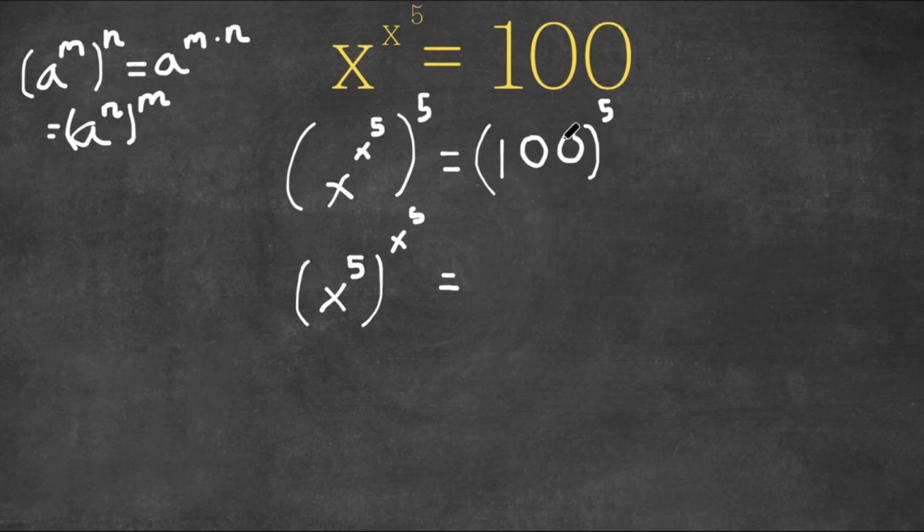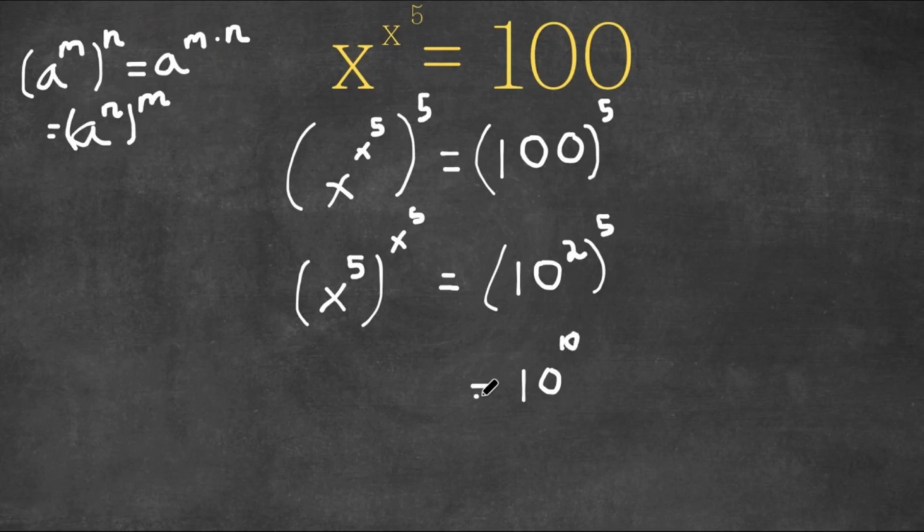Now 100 is actually equal to 10 squared. So we have 10 squared to the power of 5. And remember this property, a to the power of m to the power of n equals a to the power of m times n, meaning 10 to the power of 2 to the power of 5 would equal 10 to the power of 2 times 5, which is 10 to the power of 10. So we have x to the power of 5 to the power of x to the power of 5 equals 10 to the power of 10.